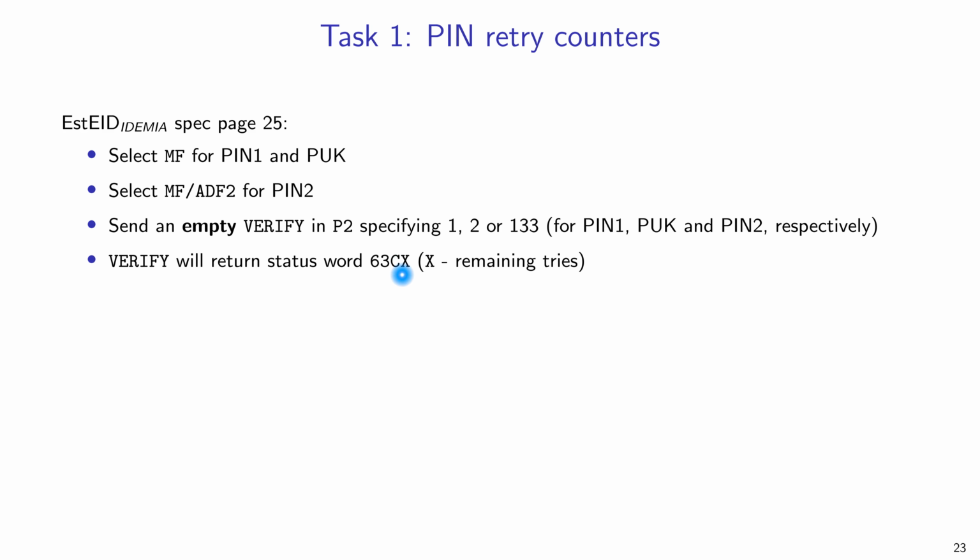So this value x here can range from 0 to 3. And if it is 0, then the PIN code has been blocked and you have to use the official software and the PUC code to unblock it. To access the return status word, you cannot use the helper method send defined in the template. You have to use the transmit method directly and then parse the second byte of the status word.